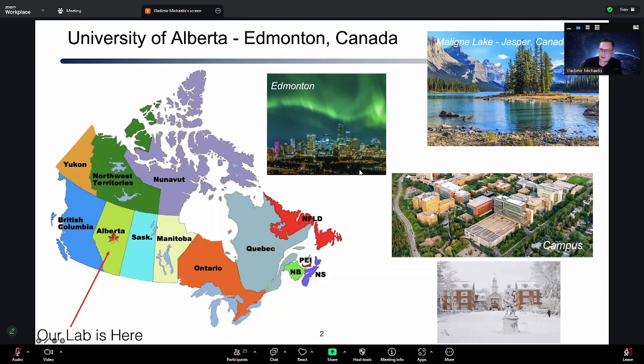This is what our campus looks like in the summertime. And then in about a month or so, this is what our campus will look like fairly soon once the winter rolls in.